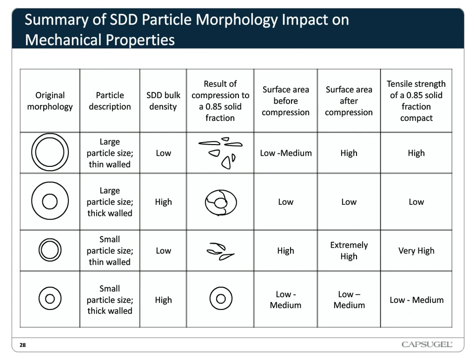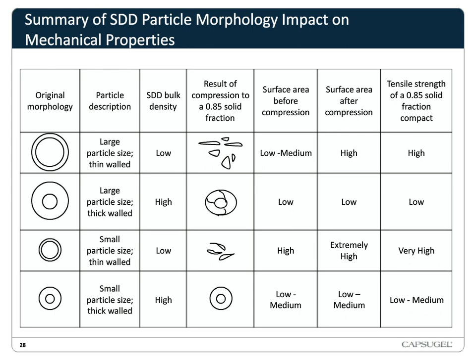So the surface area before compression was low-medium, and after compression it is very high. Therefore, the tensile strength of a 0.85 solid fraction compact is very high. The opposite, a large particle with thick wall, is going to have a high SDD bulk density, which we all know is better for powder flow. The result of compression to a 0.85 solid fraction is a still almost intact particle with a bunch of fractures, but not quite shattered apart like we see in the thin wall particles.